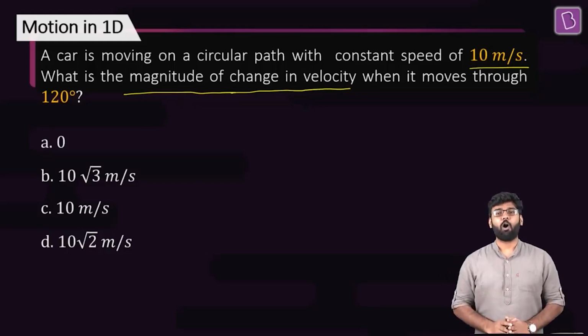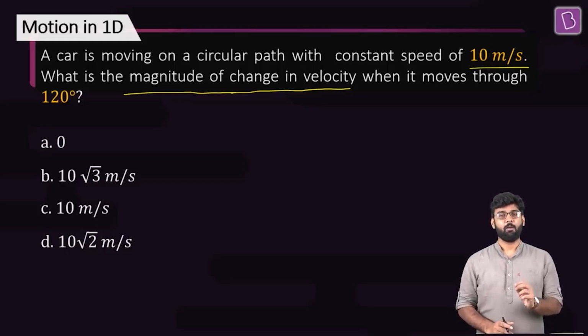Now, I'll tell you what common mistake students make in questions like this. What they think is initial velocity 10 meters per second, and since the velocity or the speed of the car is not changing, the final velocity will also be 10 meters per second. So they just subtract it. 10 minus 10 comes out to be 0. So magnitude of change in velocity is equal to 0. This is completely wrong. Actually, in this, what we have calculated is magnitude of change in speed.